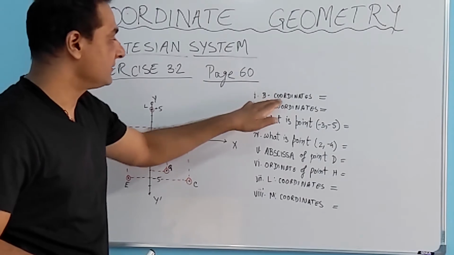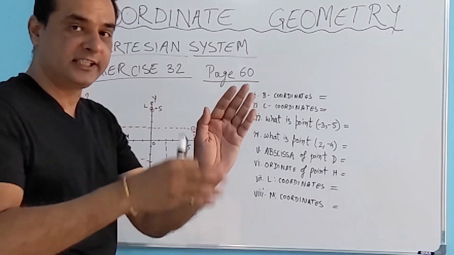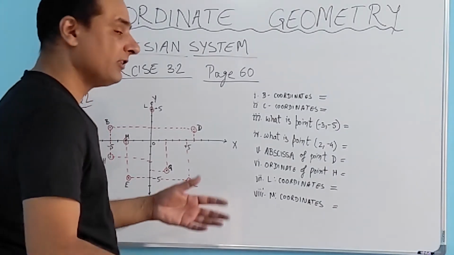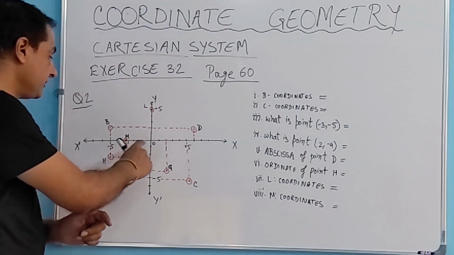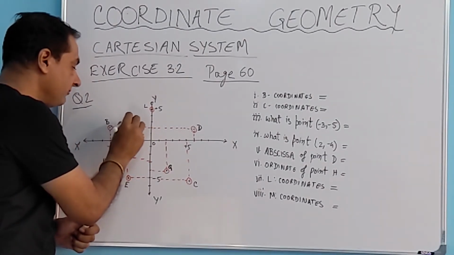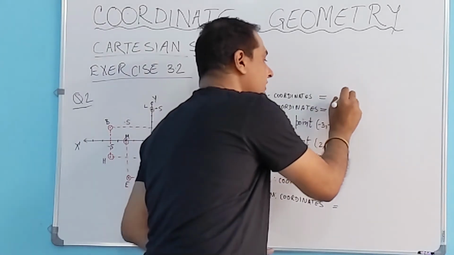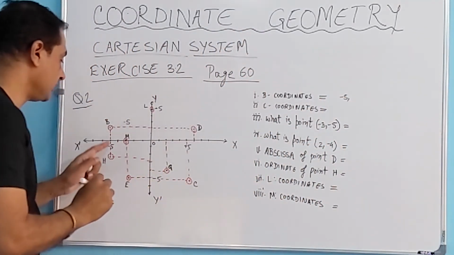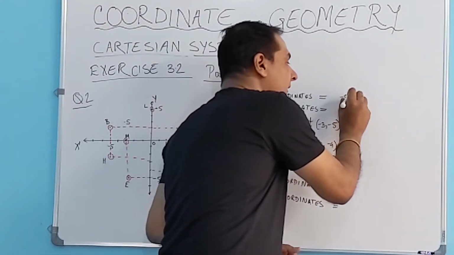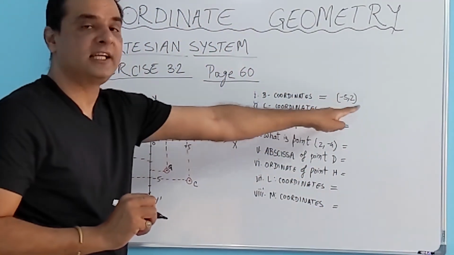The first question is, find the coordinates for point B. How do we find coordinates? X coordinate comma y coordinate, we put that in a bracket. Let's look at point B. Where is point B? Here. The x coordinate is the perpendicular distance from the y axis. This is 5 in the minus direction, so it is minus 5. What is the y coordinate? Perpendicular distance from the x axis. This is 2 in the positive direction, so it stays 2. We put that in a bracket. So the coordinates for point B are minus 5, 2.